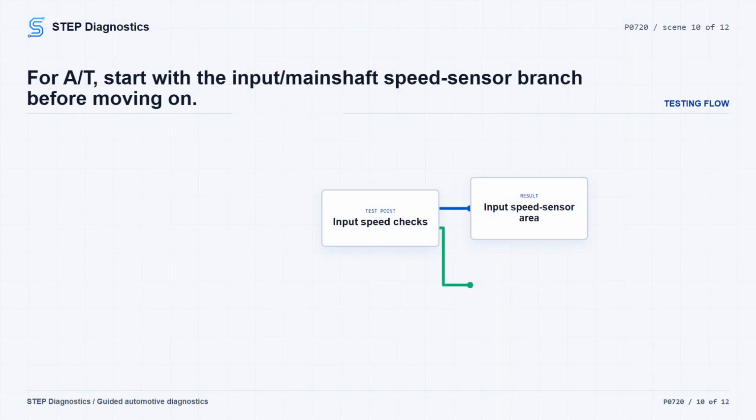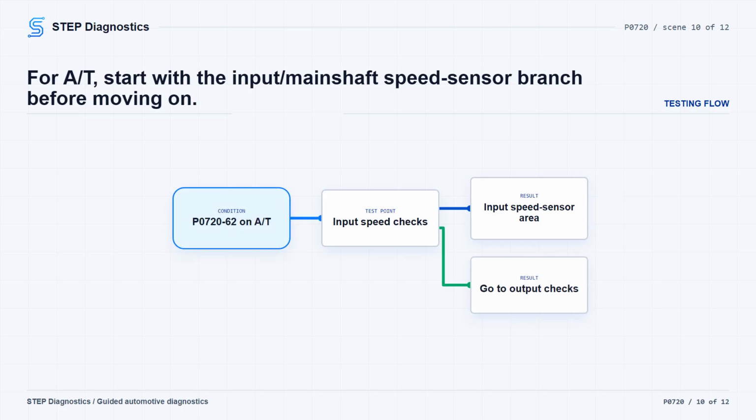For an A/T vehicle, go to the input shaft or main shaft speed sensor related checks. Same idea here. P0720 can be confirmed before the related speed sensor faults are stored in the PCM or TCM because the detection conditions are different. So run those input shaft speed sensor checks even if those companion codes are not stored. If the check is not okay, stay in that input shaft speed sensor related fault area. If the check is okay, continue to the output shaft speed sensor check.